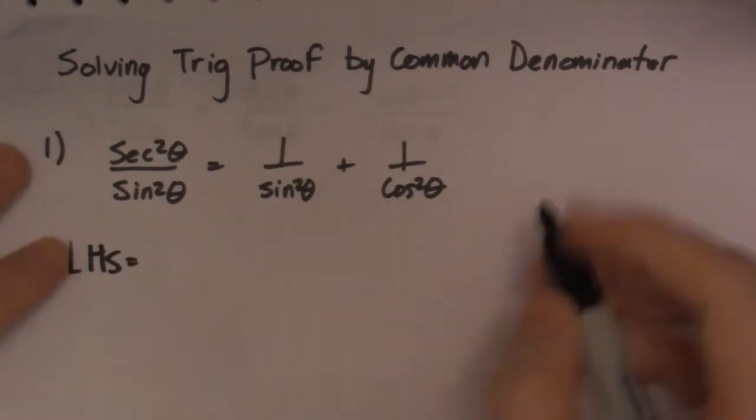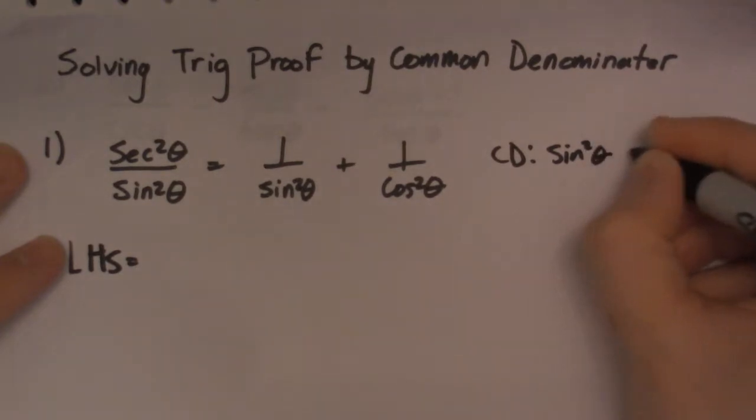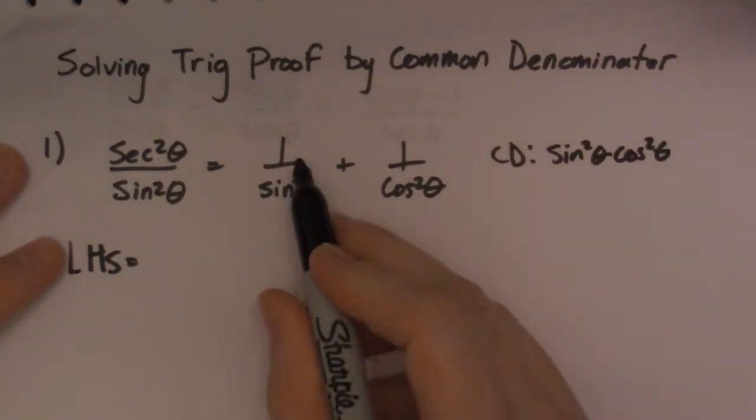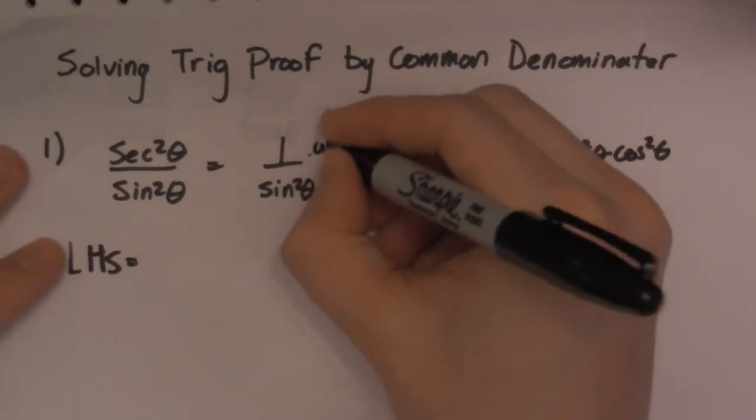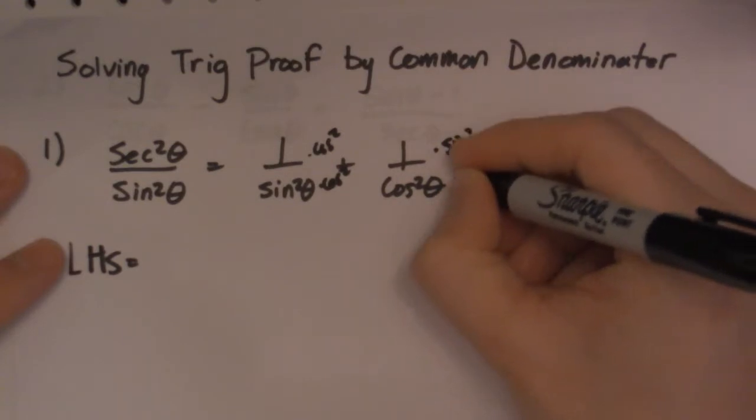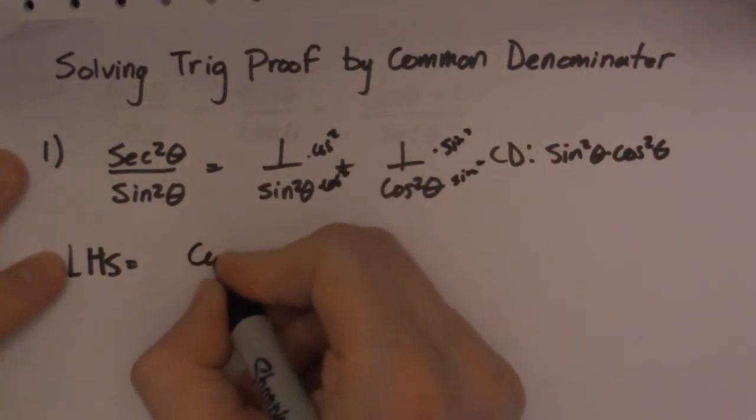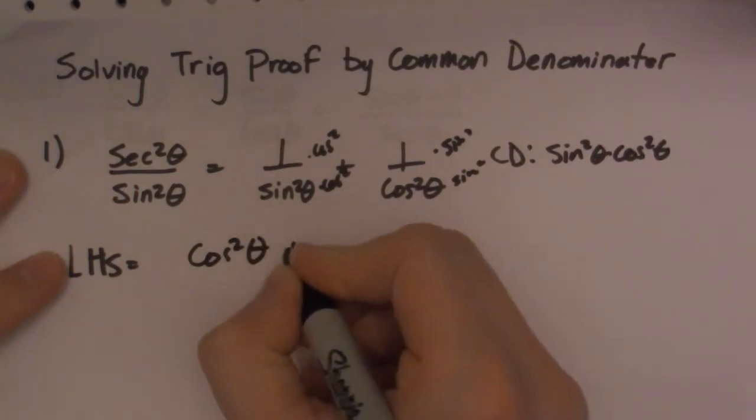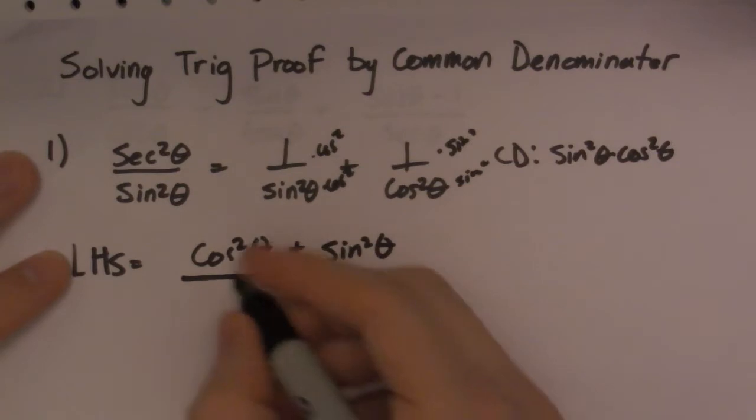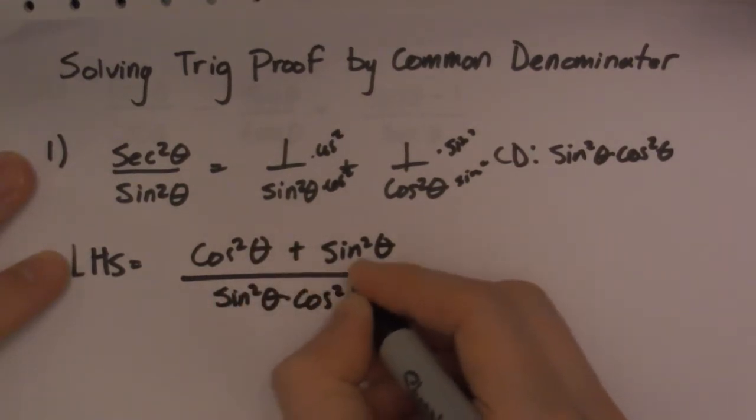My common denominator is going to be sine squared theta times cos squared theta. So all I'm going to do is multiply this one by cos squared over cos squared, and this one by sine squared over sine squared. So on top, I'm going to get cos squared theta plus sine squared theta, all over the common denominator of sine squared theta times cos squared theta.